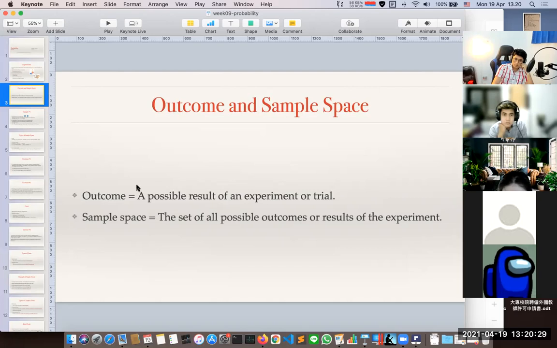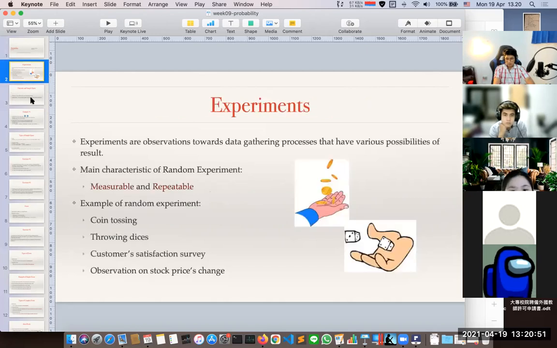Here you can see the explanation: the outcome is any possible result of an experiment or a trial. Usually when we talk about outcome, we talk about a singular value. For example, here you perform one experiment like earlier, a customer satisfaction survey questionnaire. From one customer, how many outcomes can you get?